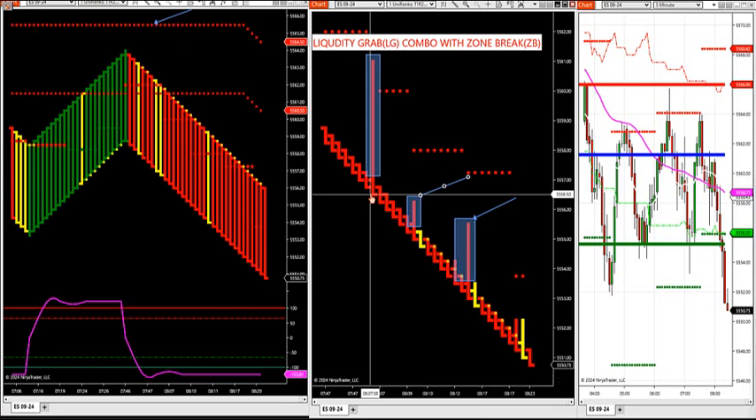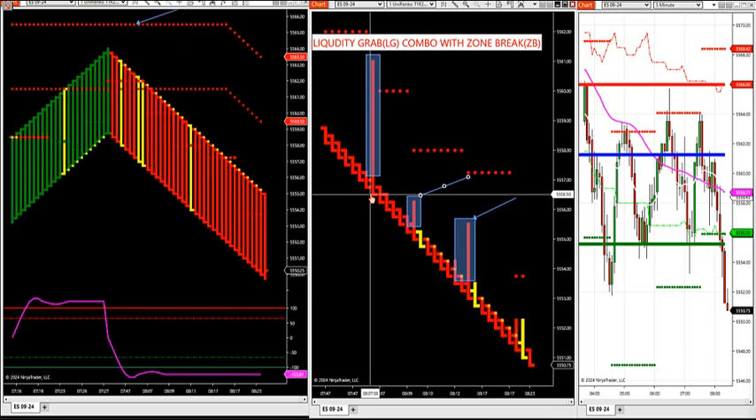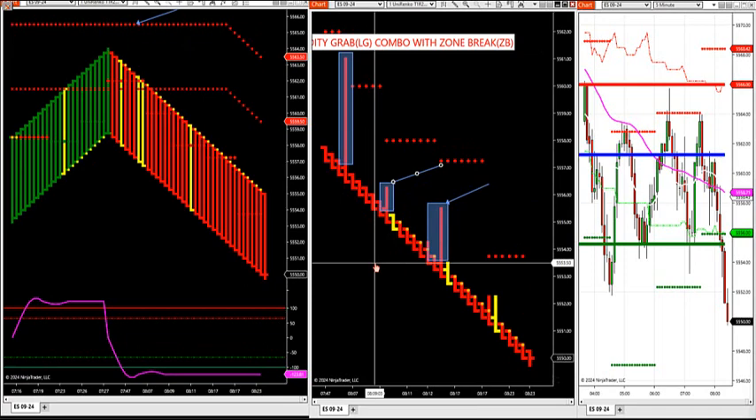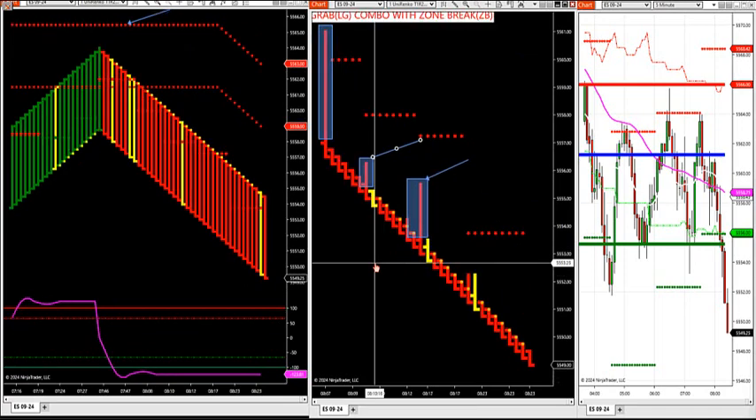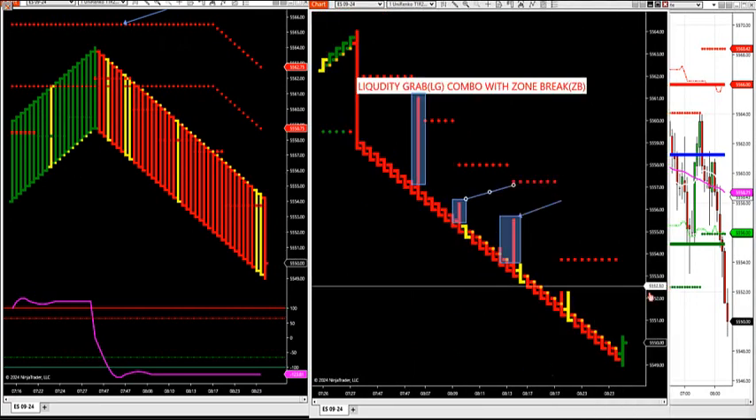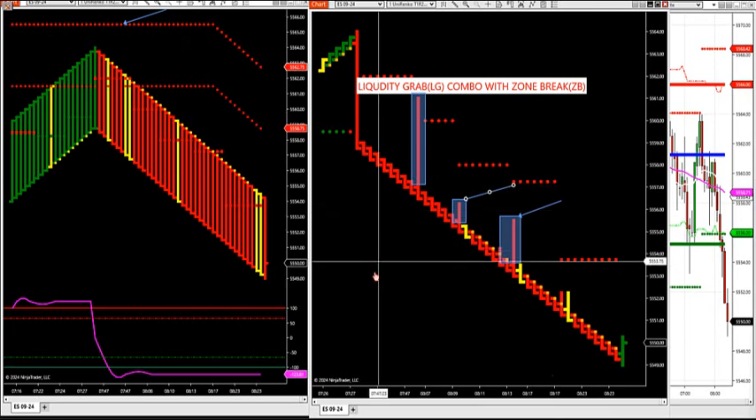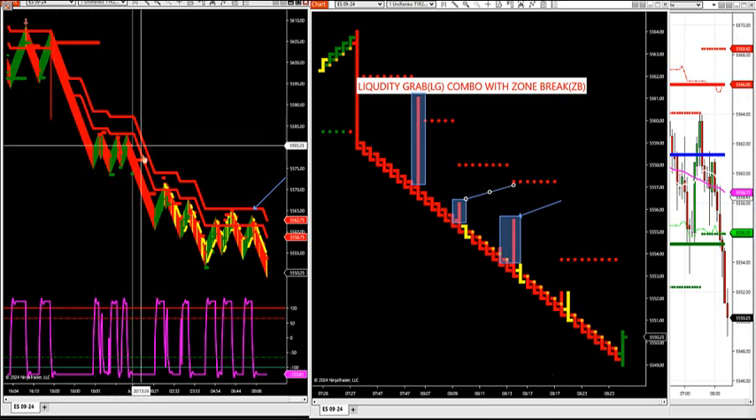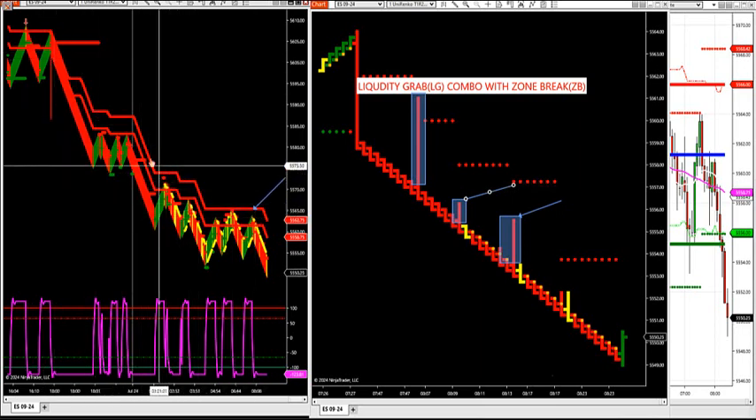Because if you are a big institution, bank, hedge fund, prop firm, you can't sell a ton of contracts all at the same time. You must grab liquidity to bring it lower. So the trend's been down. You can tell over here the trend's been down since 4 o'clock last night, our trend filter. It's been back tested over 30 years.